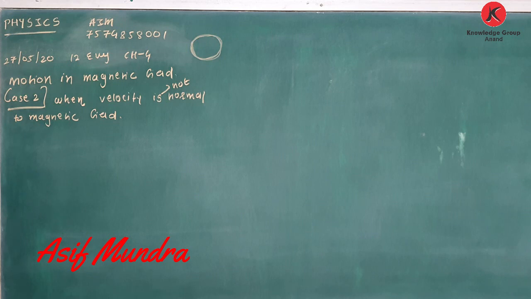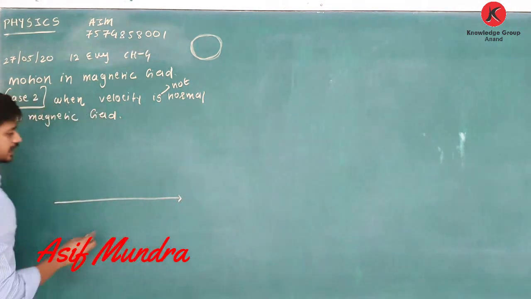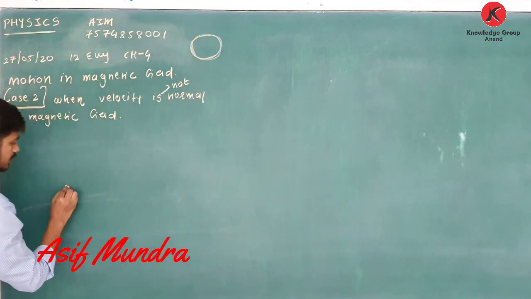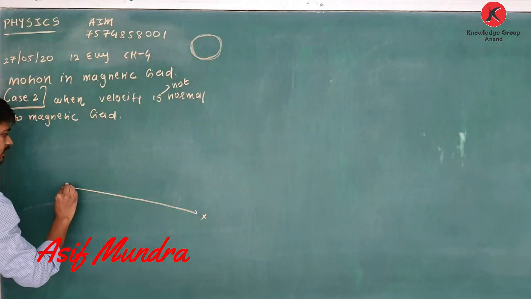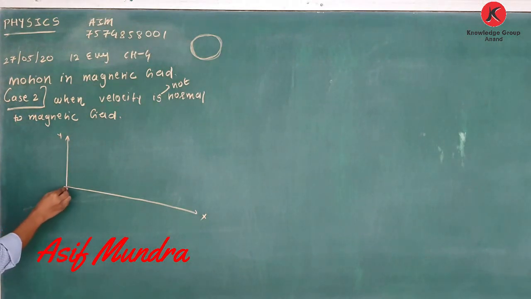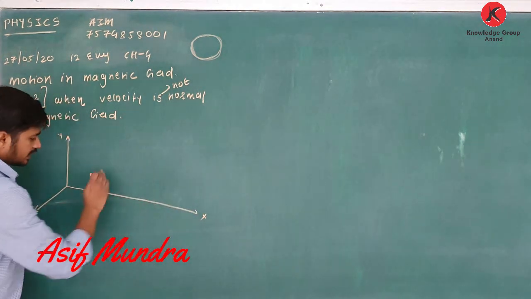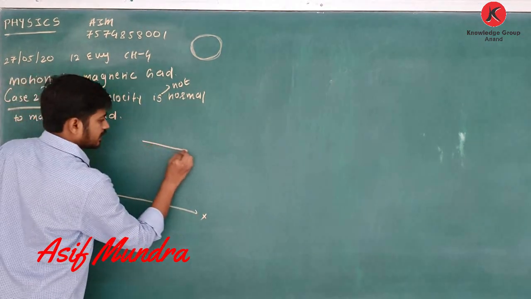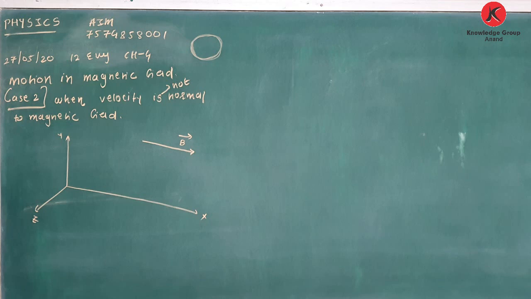To understand this case, we will take one condition. Let this be the x-axis, for example, this is the y-axis, and here is the z-axis. Clear about this? Let the uniform magnetic field be in this direction.